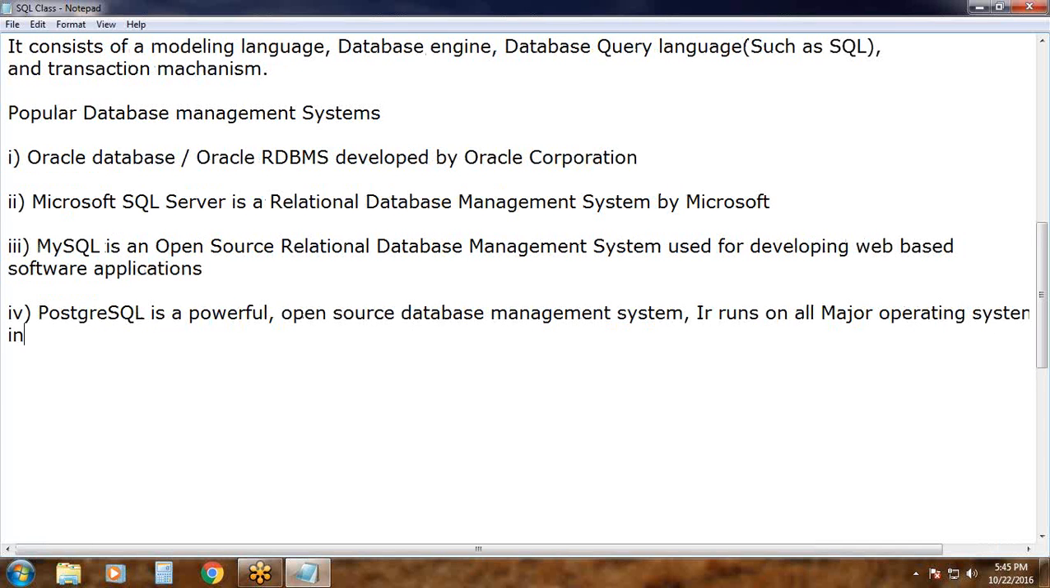Examples include Linux, Unix. Linux is a Unix flavor only. Next, Mac OS. Next, Solaris and MS Windows.